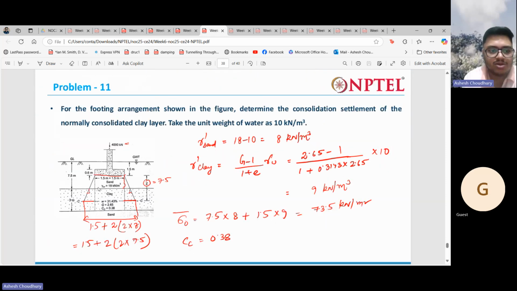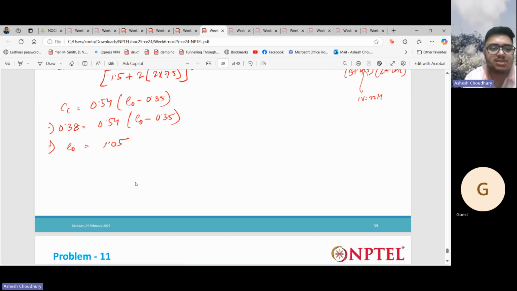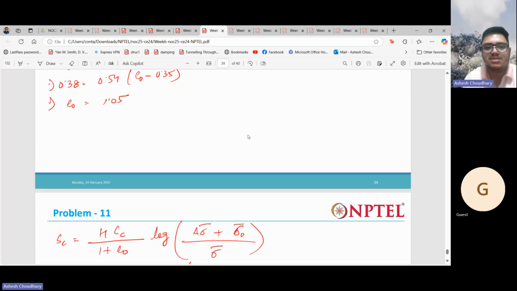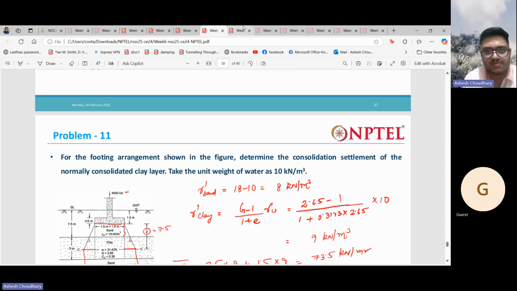Understood, right? So you divide this layer into three layers and calculate the settlement at the center of those three layers. Calculate the effective stresses at the center of those layers and then use that to calculate the settlement. And add those settlements and see how different you are getting from this value. Yeah, these things you can do. Okay.